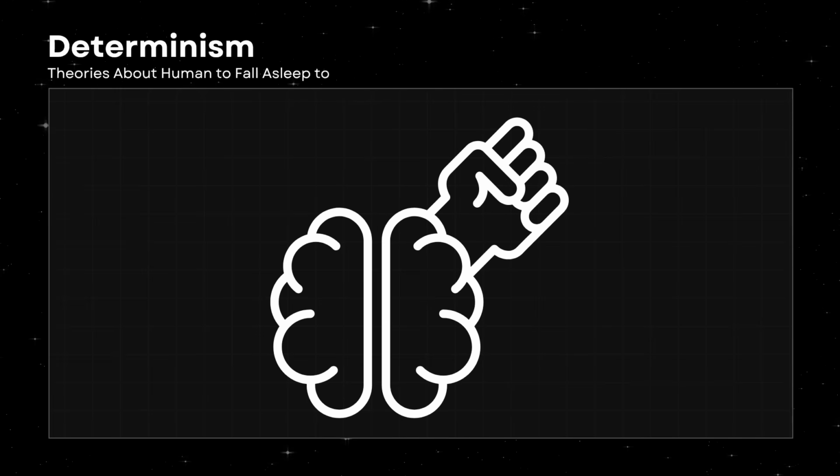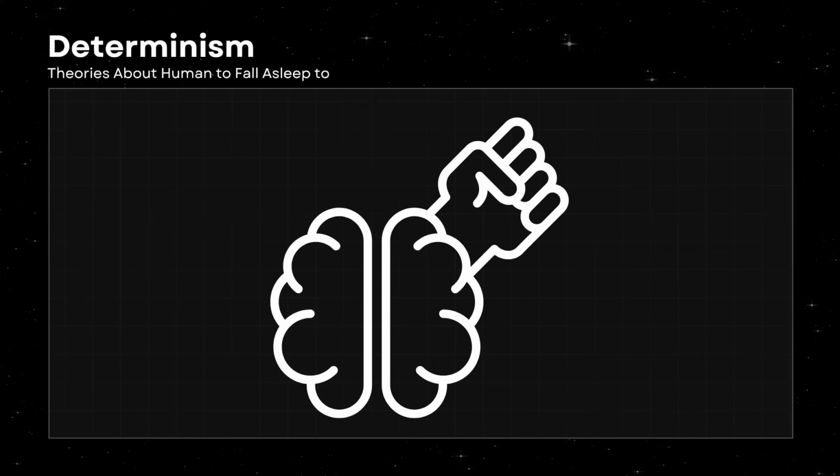There are different types of determinism. Hard determinists say that free will does not exist at all. Every action is caused, and choice is an illusion. Soft determinists or compatibilists believe that free will can still exist within a system of causes. They say that freedom means acting in line with one's motives, even if those motives are shaped by past events.